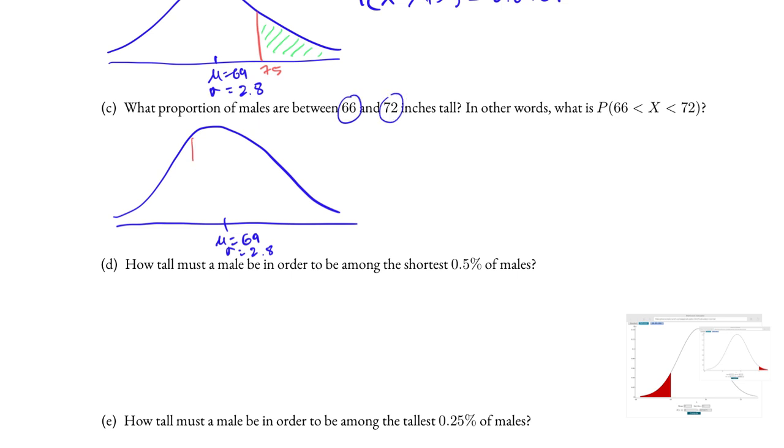66 is on the left hand side of the mean, so we would draw the vertical line somewhere on the left hand side of 69. 72 is on the right hand side, and we label 72 when we draw the vertical line. Between, so we would shade everything in the middle. We're looking for the area of this region, and so again, the probability of 66 less than x less than 72 can be computed using the calculator.